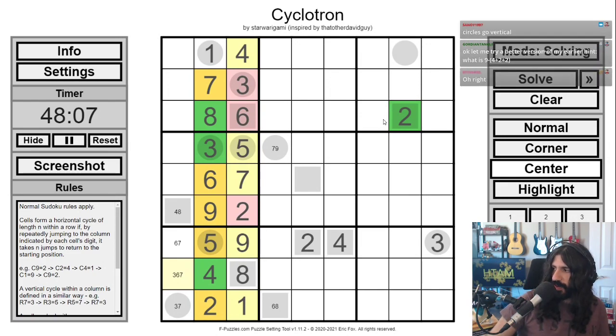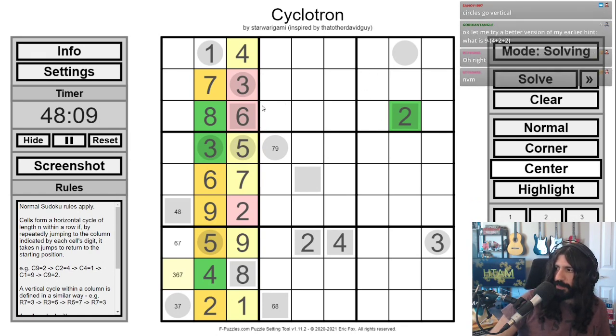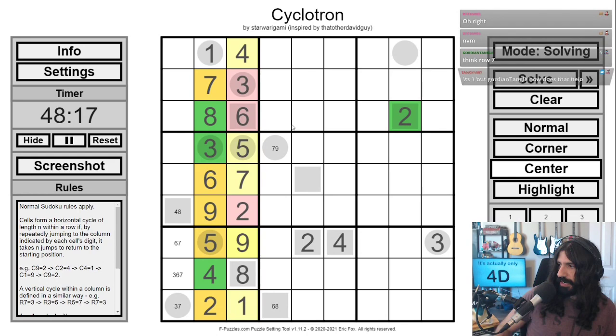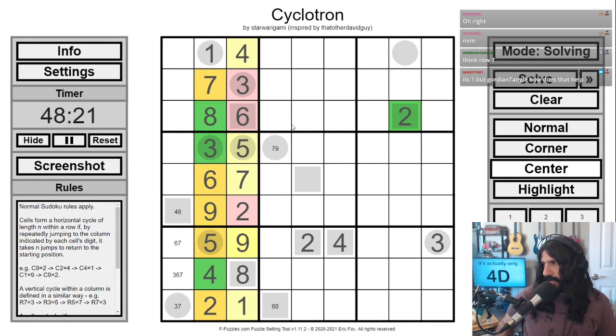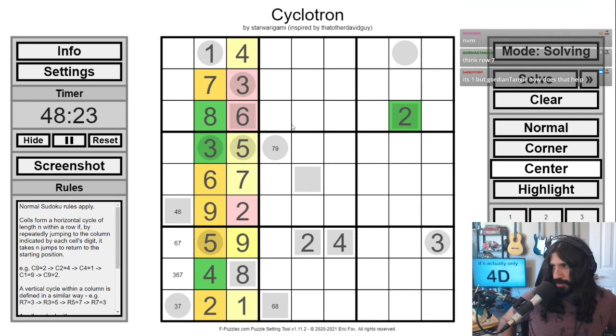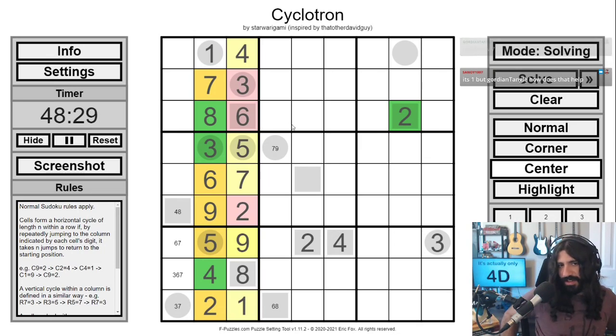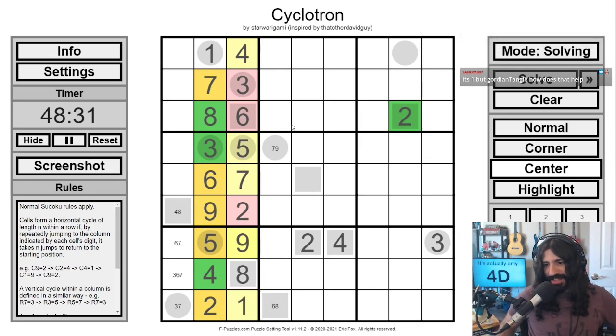Examine the loop that starts in column 3. Column 3, row 7 is a 9. Yeah, okay, so we already got that, right? Circles go vertical. Let me try a better version of my earlier hint. What's 9 minus 4 plus 2 plus 2? As far as I'm aware, that is 1. Okay, so... It's so cryptic. It's more cryptic than the puzzle itself.